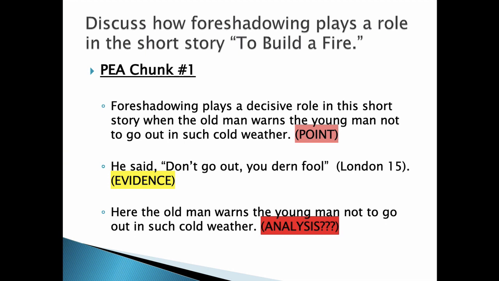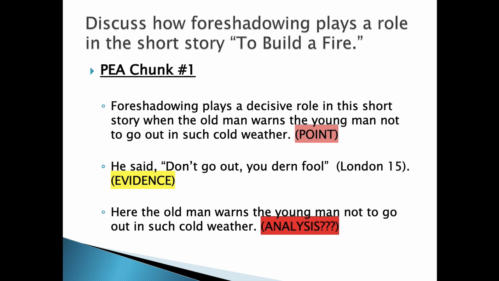Now, oftentimes students would simply say, here, the old man warns the young man not to go out in such cold weather. You just summarized the evidence. You didn't analyze, you did not connect it to the 2 parts of the prompt, which are A, is this really something that was said in the story? And B, how does this line serve as foreshadowing? You are to explain your analysis of the line as foreshadowing to your reader. Don't worry about giving something away in this case. You can assume that your teacher has read this story. And so it's not like you need to keep it secret like, oh, this is how the story ends.